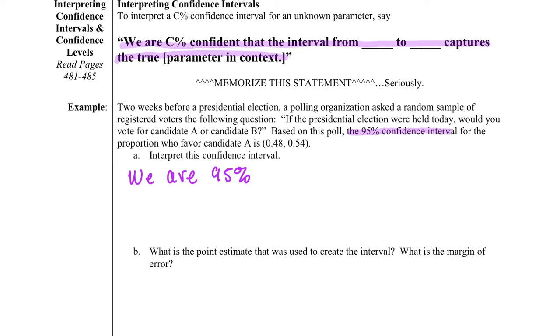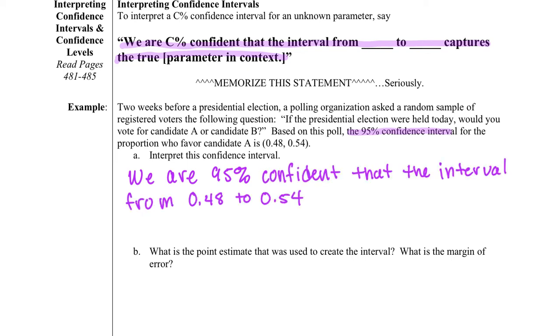We will see different confidence intervals throughout our textbook and our problems, but 95% is the most common, and if not given any more information than that, you should default to use the 95% confidence interval. The next part of the statement, we are 95% confident that the interval from 0.48 to 0.54, that's also given in our problem, but you will soon learn how to calculate that yourself. So just getting down the terms is what we're focusing on now.